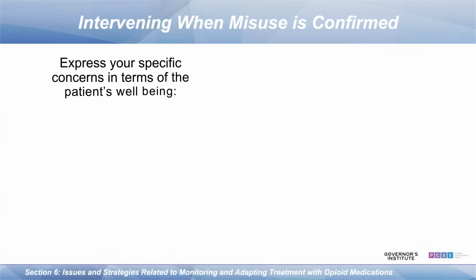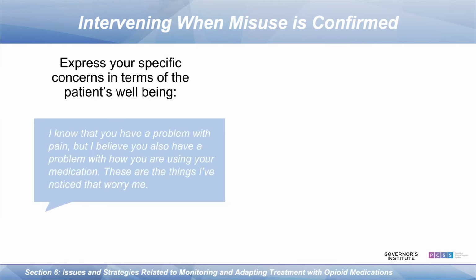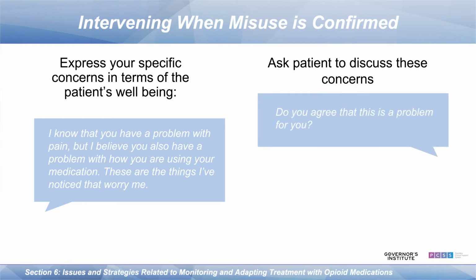Maybe a couple. If problematic high-risk use of medications or other drug use is reasonably confirmed, it's important to weigh the risks of continuing therapy with a controlled medication and to express these concerns with the patient in terms of the patient's well-being, not in terms of risk to the clinician, although that risk is real as well. For example, it might sound like, I know that you have a problem with pain, but I believe you also have a problem with how you're using your medication. These are the things I've noticed that worry me. Then ask the patient if they also see these as concerns.